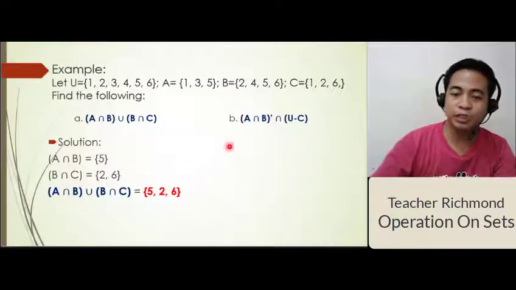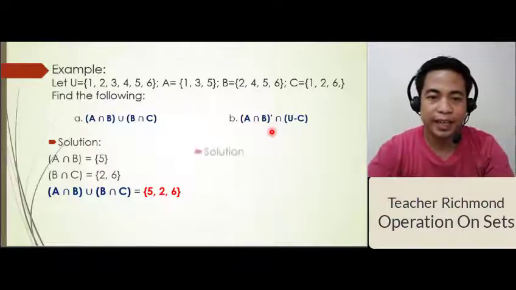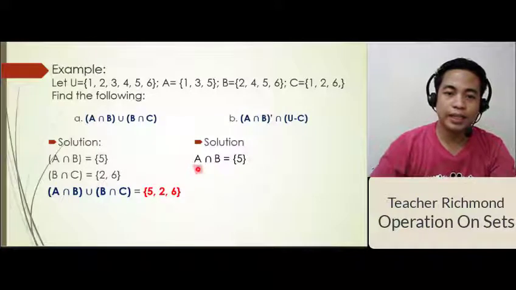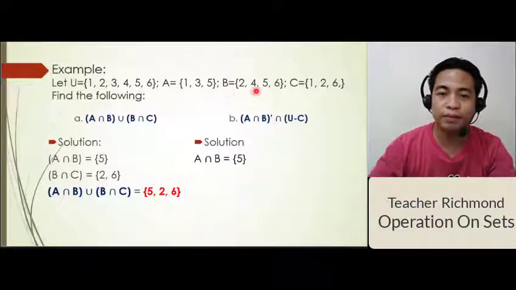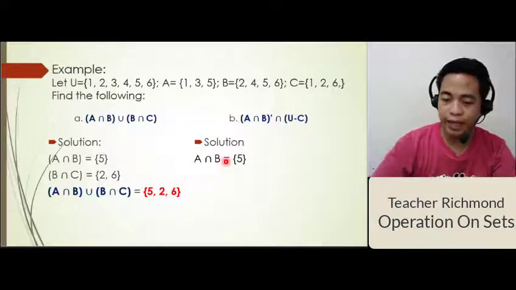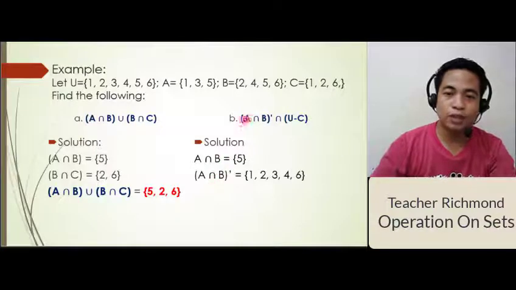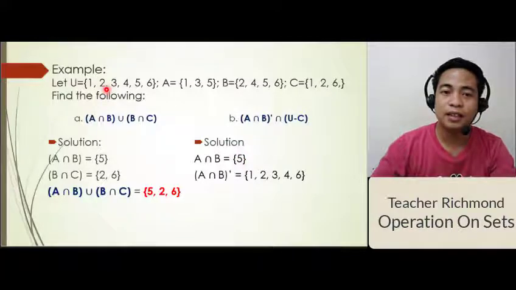Okay? So let's proceed to the second problem here. And here is our solution. Intersection of set A and set B. If you look at that one, the intersection of both sets is only 5, since element 5 is the only element present in both sets. Okay? So next, since you have already the value of the enclosed parentheses, we have here the complement. Find the complement of this set enclosed with the parentheses. Since it is 5, you look at the universal set and you will see that 2, 3, 4, and 6 are the complement. Okay?